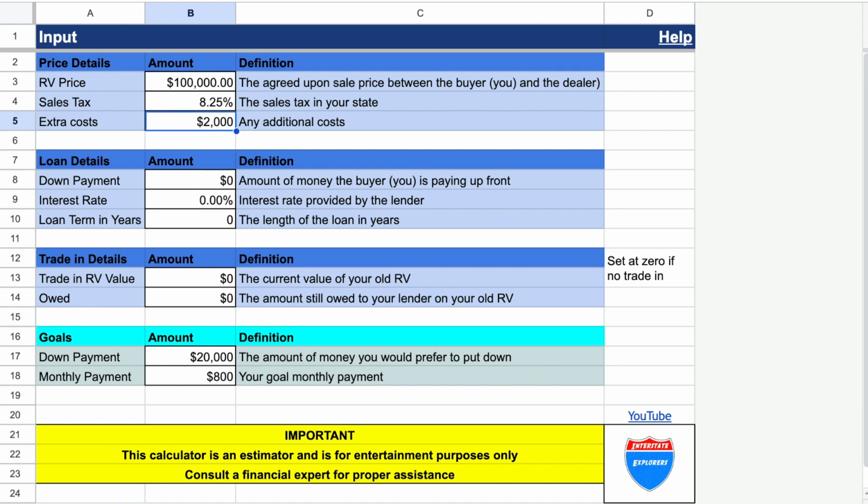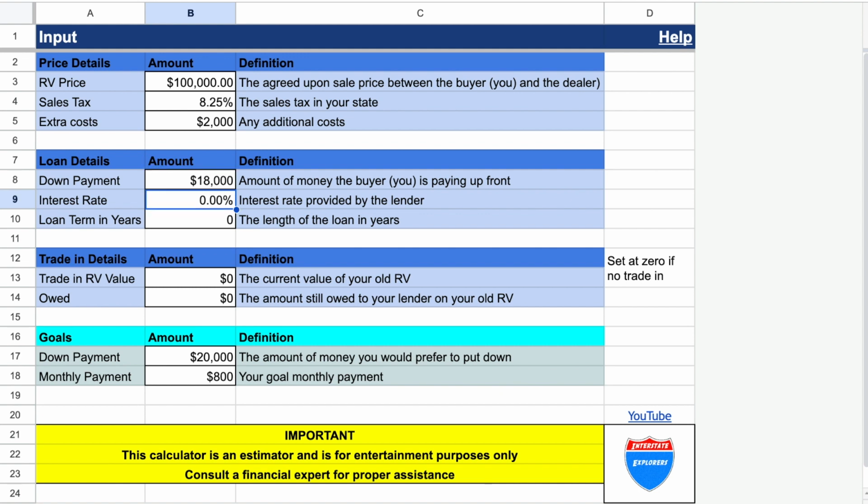This is going to vary depending on the type of upgrades you might be doing with your RV, the type of packages that you're going to be getting from the dealer. So we're going to say about $2,000 or so. Moving on to the loan details. The first thing is the down payment, which is the amount of money that you, the buyer, is paying up front. We're going to say $18,000.